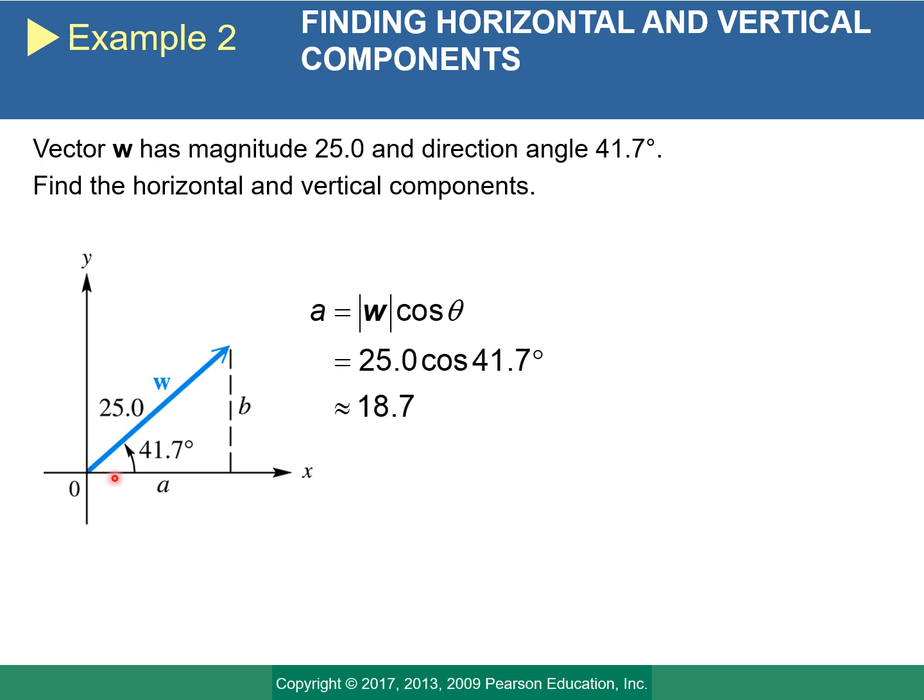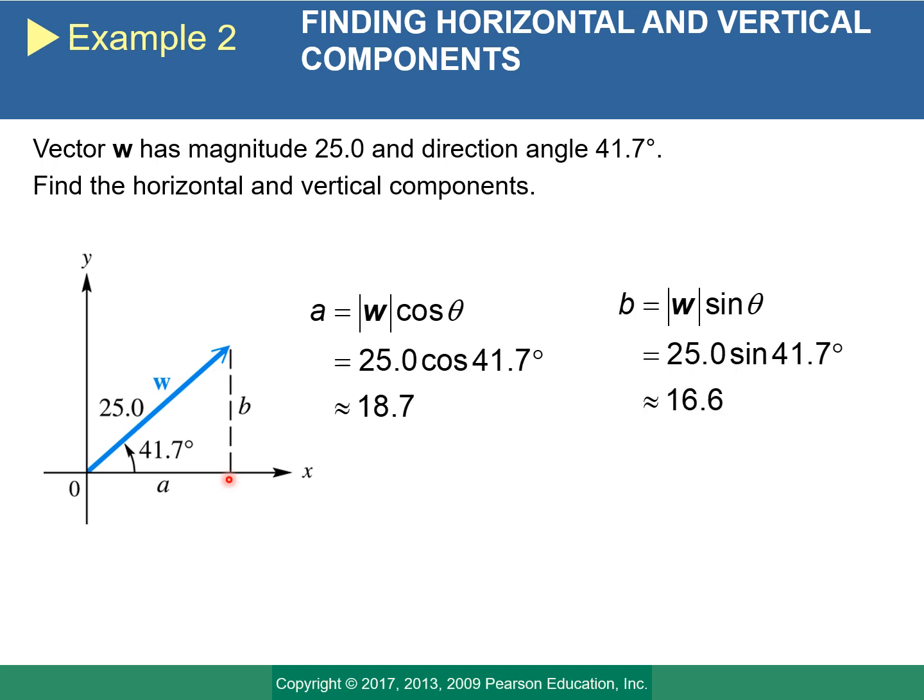So for our horizontal side, if you take cosine of this angle, 41.7, cosine is adjacent A over hypotenuse 25, and so if you just multiply by the hypotenuse, you get A. You fill in your formula: 25 times cosine of your angle, which is about 18.7. So this horizontal component is 18.7.